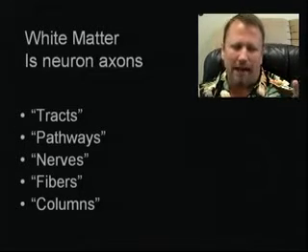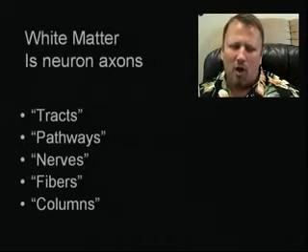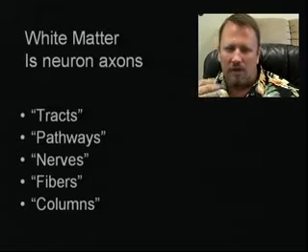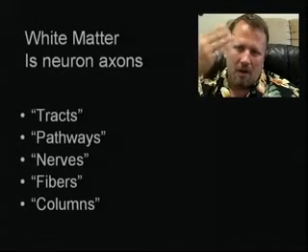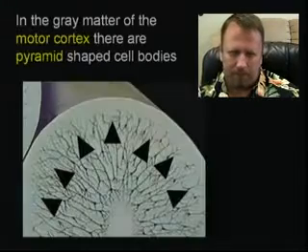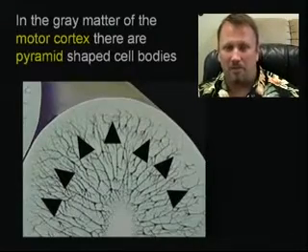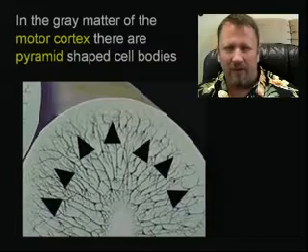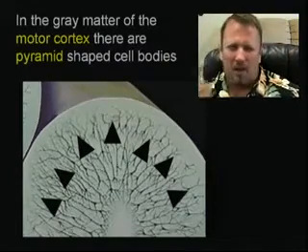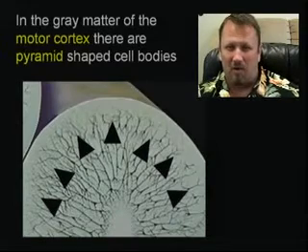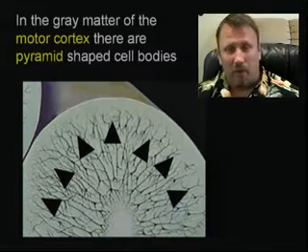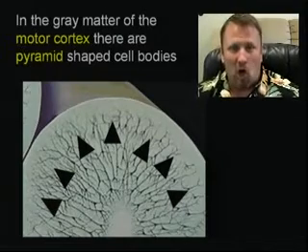You'll hear them called tracts, pathways, nerves, fibers, columns. These are all axons carrying the signals from one cell body to another. Some of those axons and pathways can be 3 feet long. The neurons that start in your primary motor cortex go all the way down to your spinal cord. And so those axons can be up to 3 feet long if you're really tall.